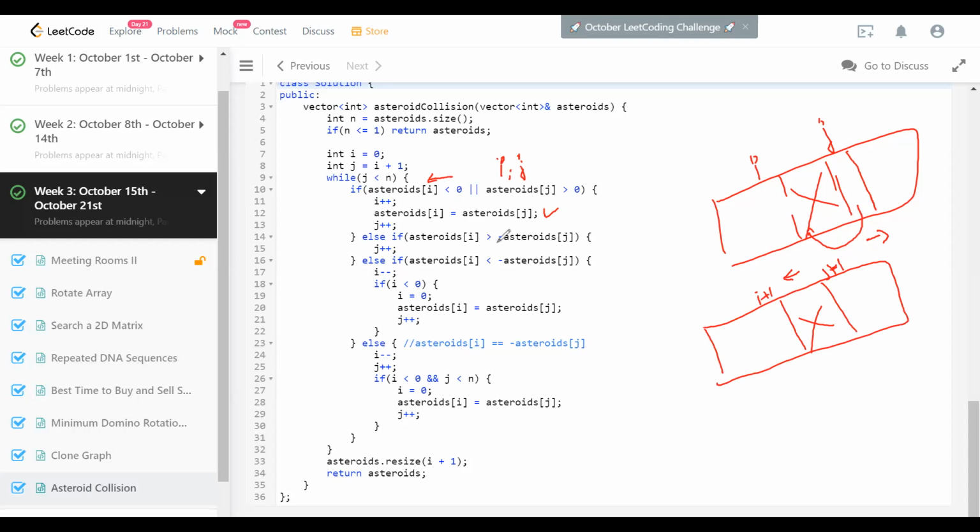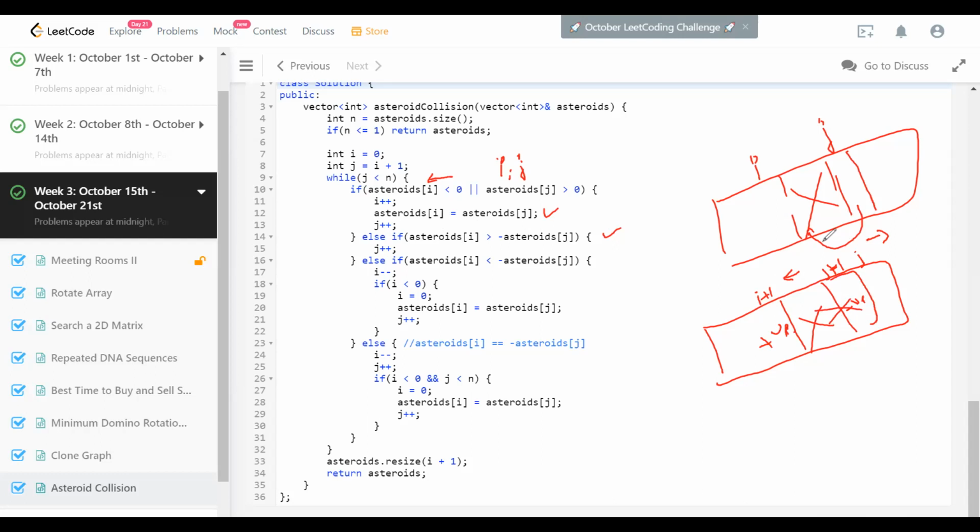And in the second case, if the asteroid I is greater than the absolute value of asteroid J, because asteroid J is going to be negative in this case, what happens is, because this is greater, the asteroid I is going to stay, right? This is positive and this is negative. So this positive value is going to stay, and J is going to be exploded anyway. So I'll just expand the exploded area by incrementing J. That's the simple case, right?